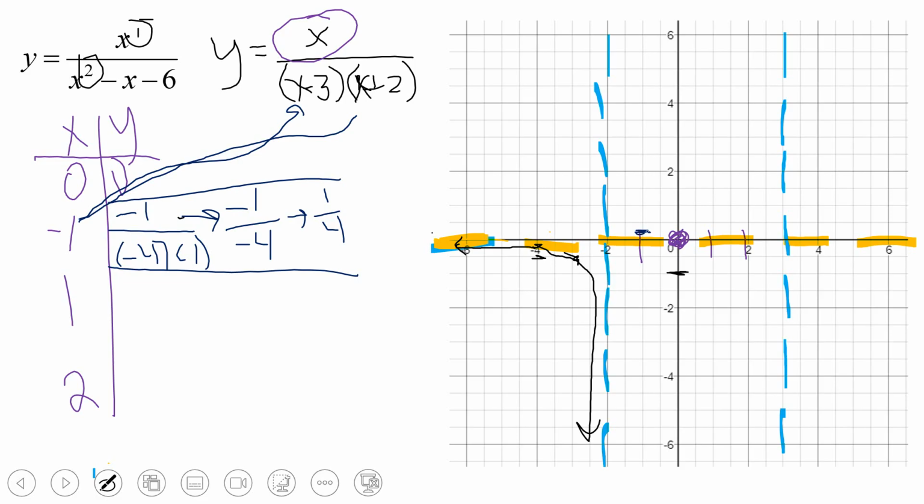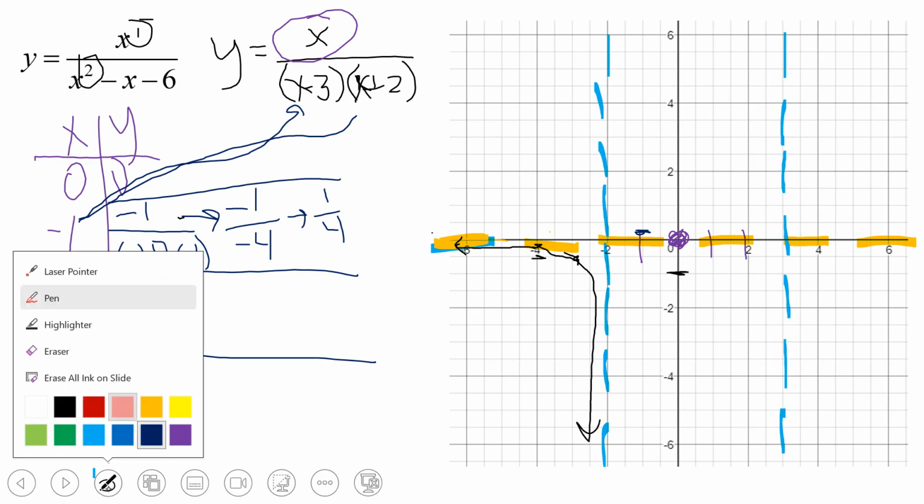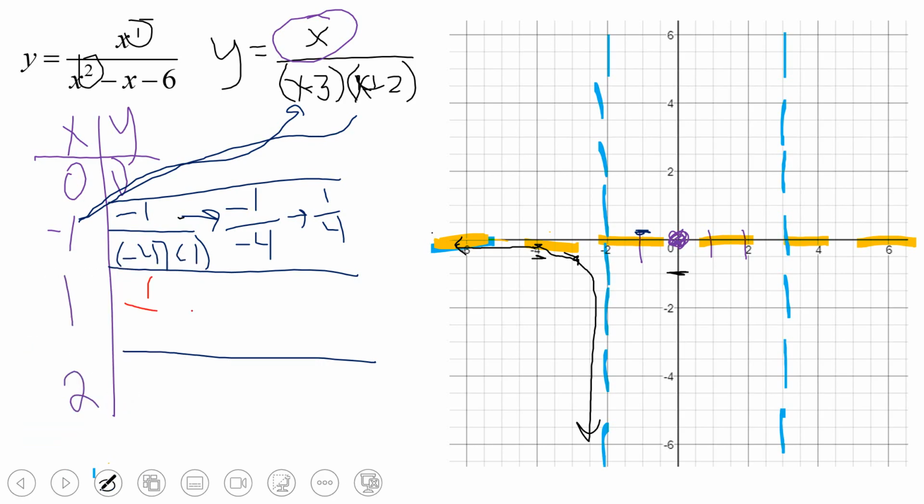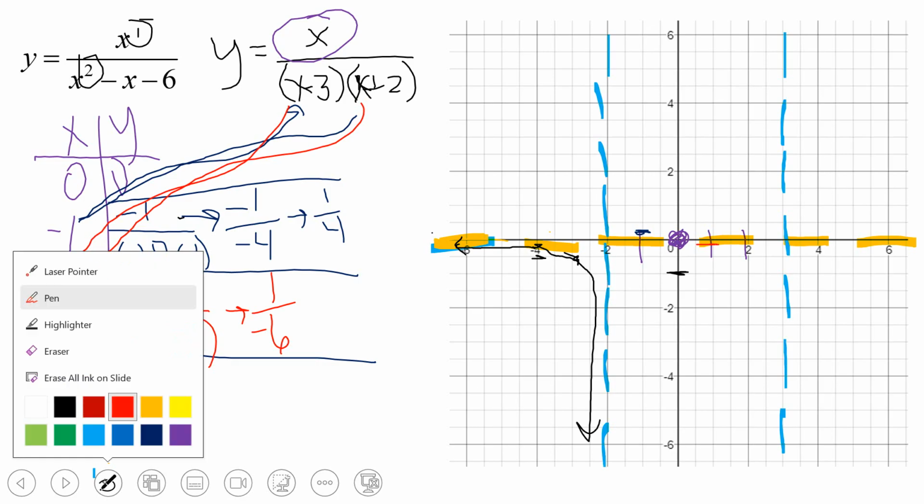All right, so next up I'm going to work with 1. So now I'm going to substitute in a +1. So 1 divided by 1 minus 3 is -2. 1 plus 2 is 3. And I end up with 1 over -6. So when I go over 1, I'm going to go down 1/6. That's right there. Still, I don't have a great idea what this looks like, so I'm going to go ahead and plug in 2.